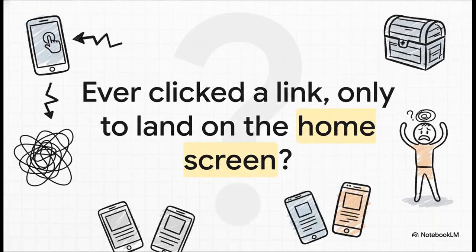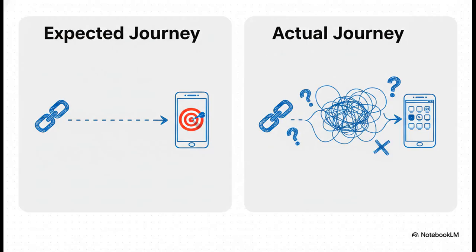Okay, so let's set the scene, and I'm sure you've been there. A friend sends you a link to this amazing product. You tap it, your favorite shopping app opens up, and you're on the home screen. Ugh, now you've got to go searching for it yourself. It's super frustrating, just a totally broken experience.